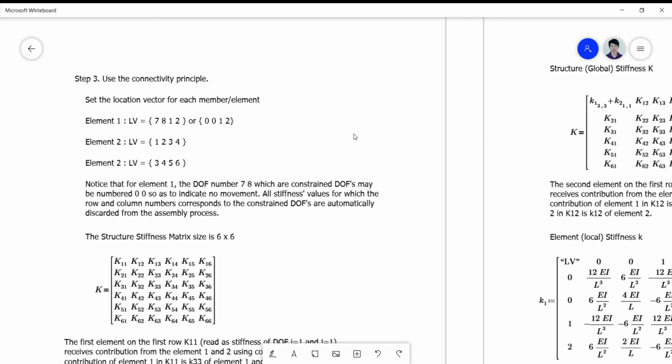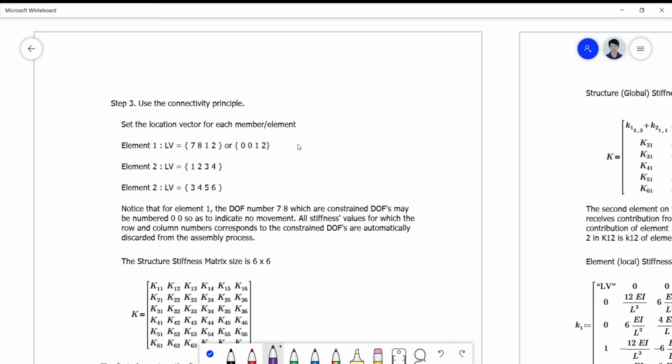Okay, step 3. If you use the connectivity principle, you set the location vector for each member element. So this is very important in programming, although it's not important when you do it manually, but it helps a lot in making your solution systematic. So if you want to have a program to map, you are mapping your K, small k, or sorry, big K is mapped from your small case. So you have to map it, and the location vector is a mapping matrix. It relates your small case to your big case.